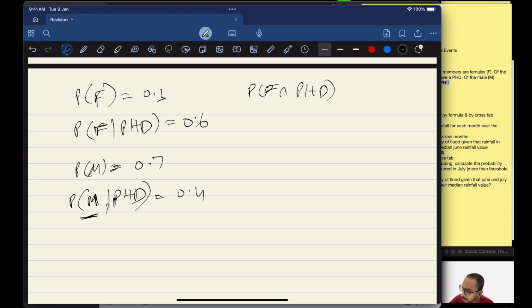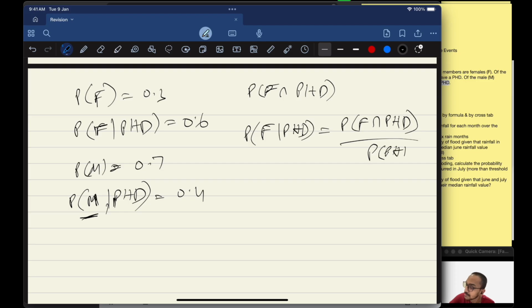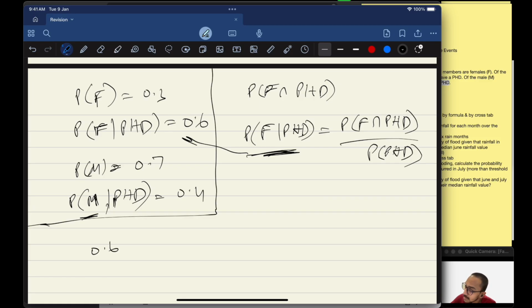So we'll use our formula. P of F given PhD is P of F intersection PhD over P of PhD. Now we already have this value, right? P of F given PhD is 0.6. So 0.6 equals P of F intersection PhD over P of PhD.